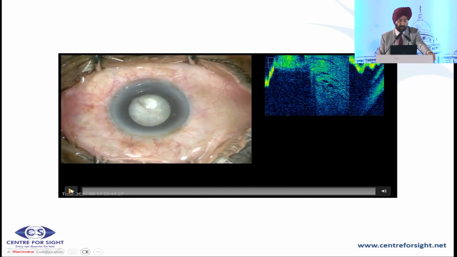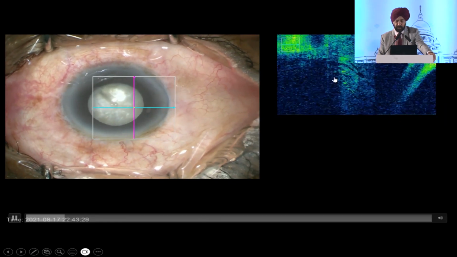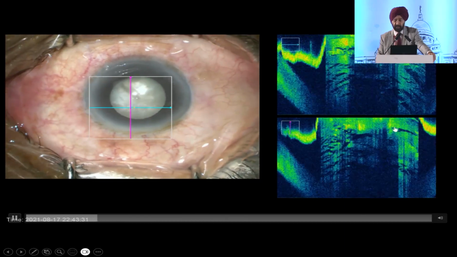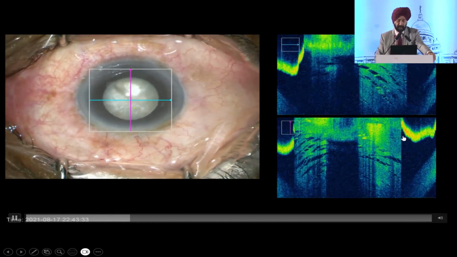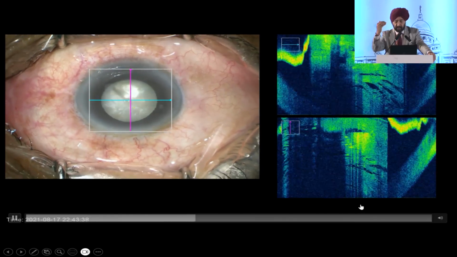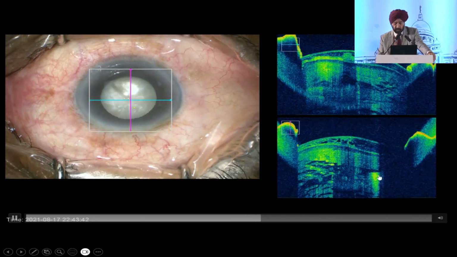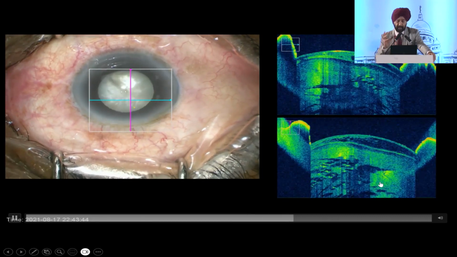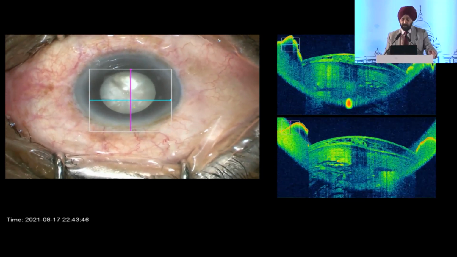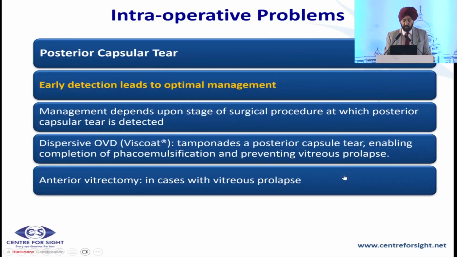OCT can be a good guide, and you can see here this is a white cataract and a hard cataract. The OCT is showing you the swollen intumescent cataract, and as you can see, you can easily see that there is this liquefaction which is going right up to the bottom. So this is going to be a milky fluid, and that's the capsule. You can look at the integrity of the capsule.